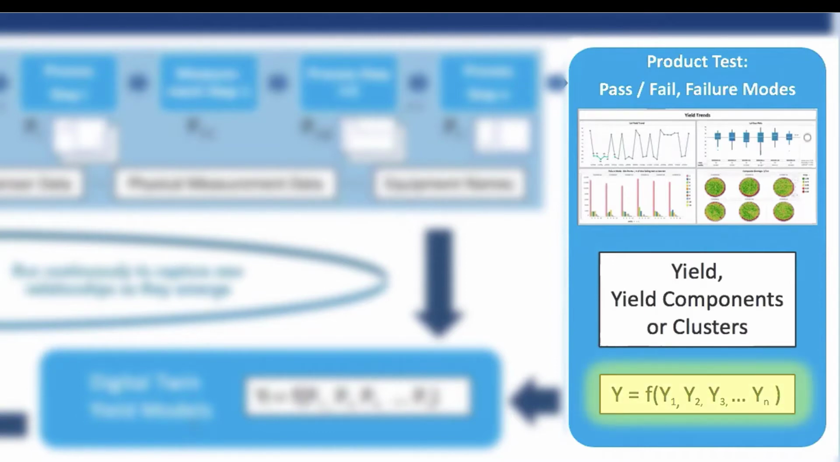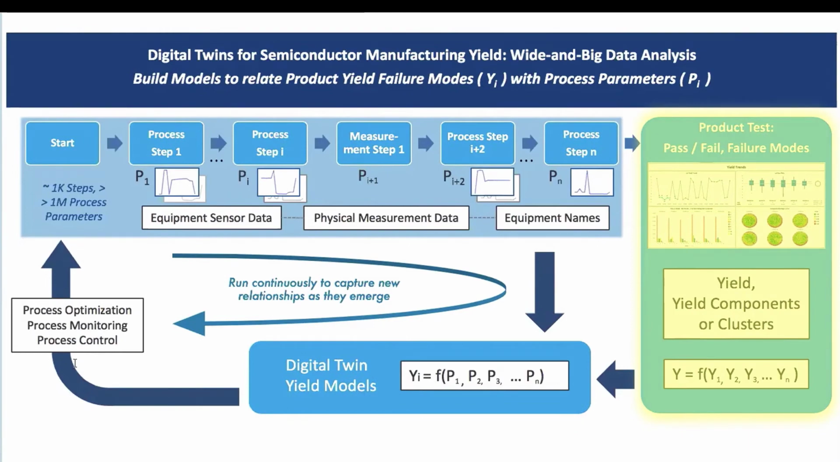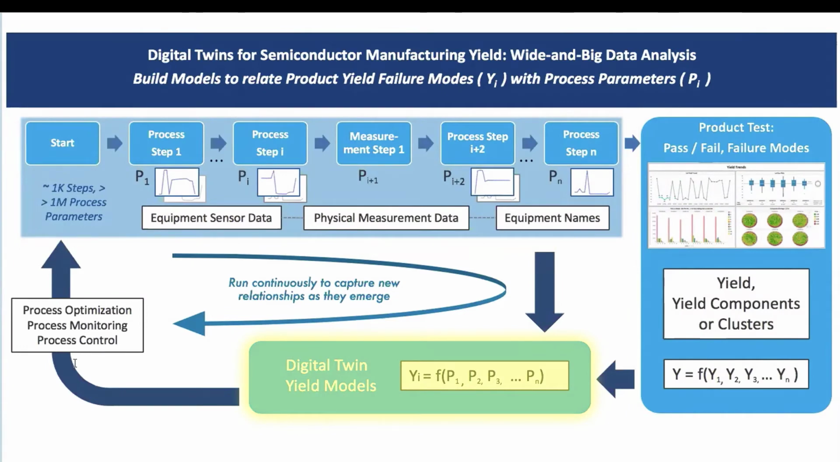So you can decompose the total yield loss into components. There are many ways to do this. The components can be based on the bin group the failing test belonged to, spatial patterns of fails on wafers, the anomaly cluster failing parts belong to, or some combination of the preceding. So if we take this product test data and combine it with all of the process data, we can create a model for each yield loss component as a function of all the process parameters. That is the digital twin yield model.